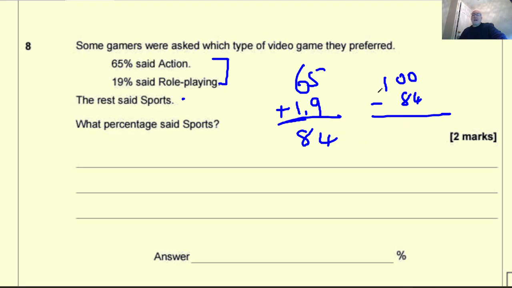and you haven't accounted for any borrowing. So if you don't use this method where we borrow across, so borrow that 1 into this column, into the tens column, that gives me 10 tens. I need to borrow 1 from the tens column into the units column, so 4 away from 10 gives me 6, 8 away from 9 gives me 1. My answer is 16%.